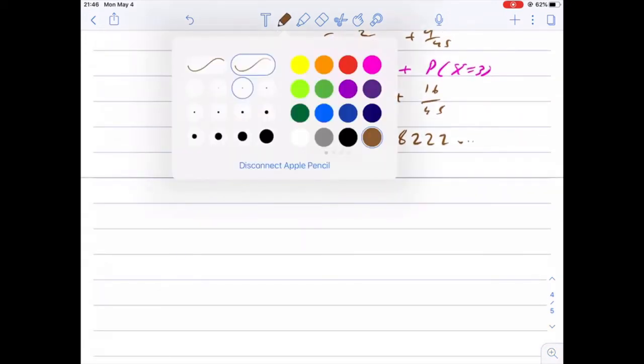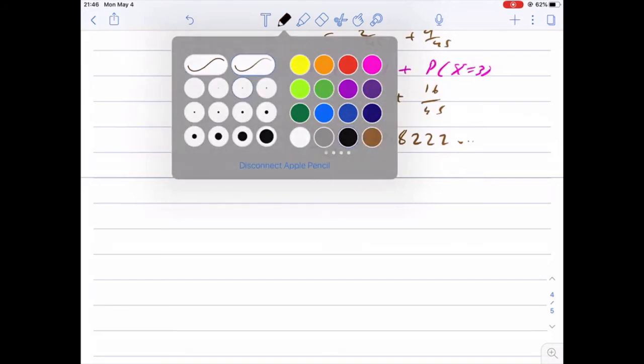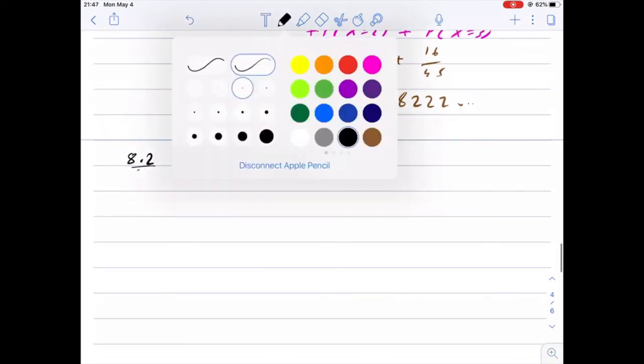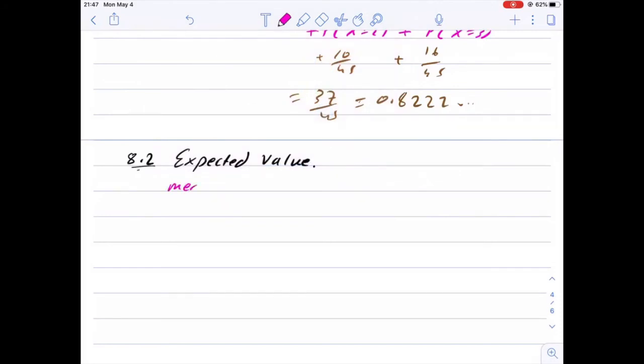Now the second part of this lecture is the expected value. So this is section 8.2, the expected value of a random variable. What do we mean by expected value? Let's start with the mean. What do we mean by a mean? The mean is the same as average, and this is the average value of a set of numbers.